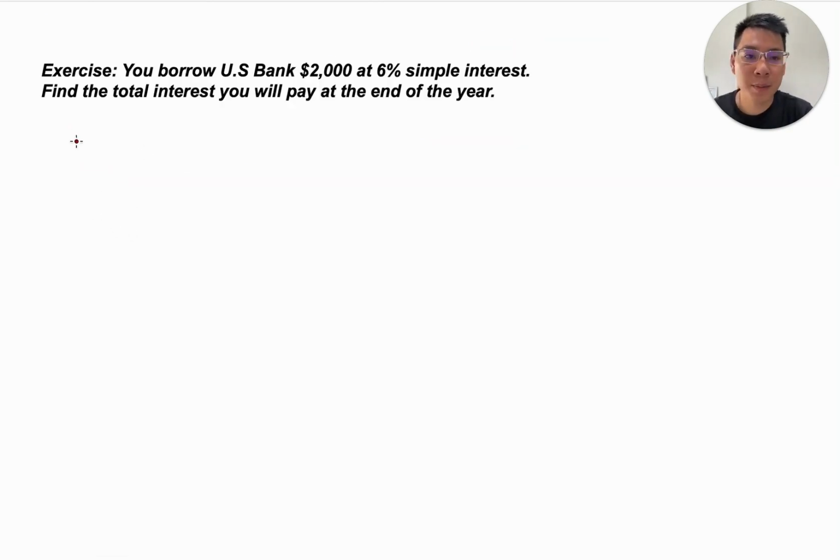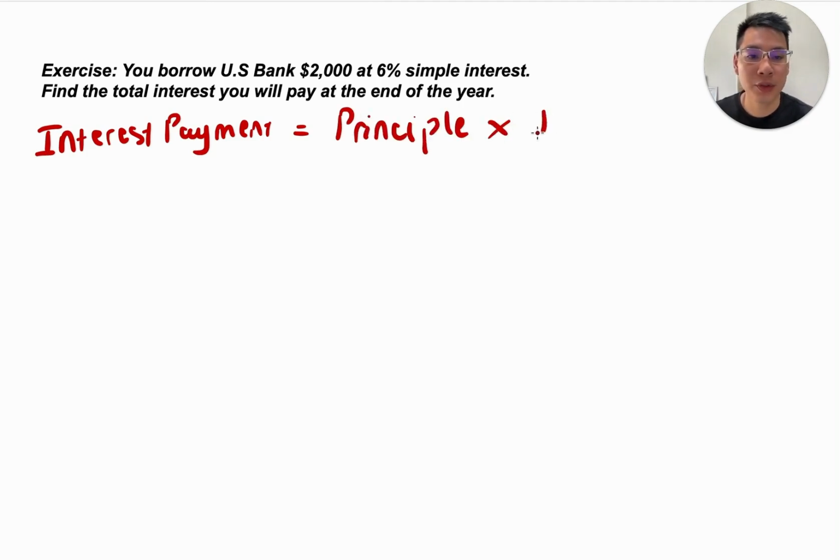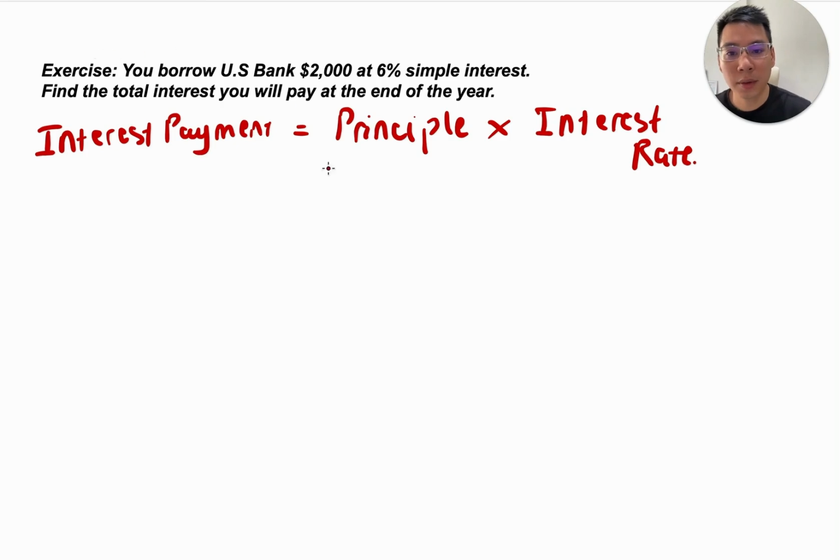Let's do a simple exercise, very similar to the example I gave you above. You borrow from a US bank $2,000 at a 6% interest rate, and we need to find the total interest payment you will pay at the end of the year. We will rely on the formula we used before: interest payment equals principal times interest rate. We just need to fill it in.